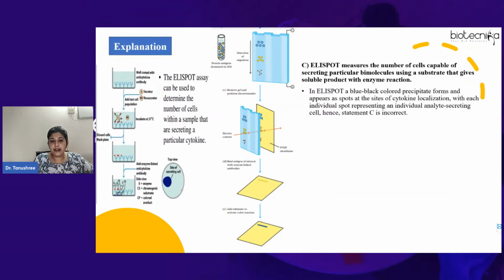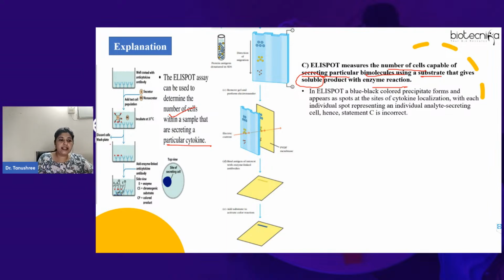Then the third statement, statement C, was about ELISPOT, which measures the number of cells capable of secreting particular biomolecules using a substrate that gives a soluble product with the enzyme reaction. Now, to answer this question, you should know what this particular technique is. Please note that this technique is majorly used to determine the number of cells within a sample which secrete cytokines, right? Cytokines specifically.